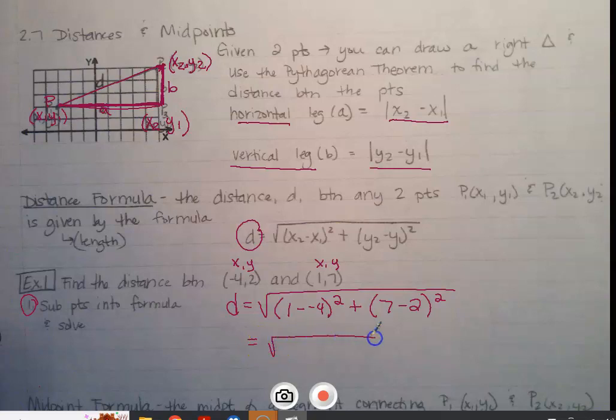All right, so let's check this out. What's 1 minus -4? 5. So this is going to be 5 squared. Plus, what's 7 minus 2? So you square after you do that. Yes, we do parentheses first. Order of operations says parentheses and then exponents. Yep, so it's the square root of 25 plus 25. So the square root of 50.